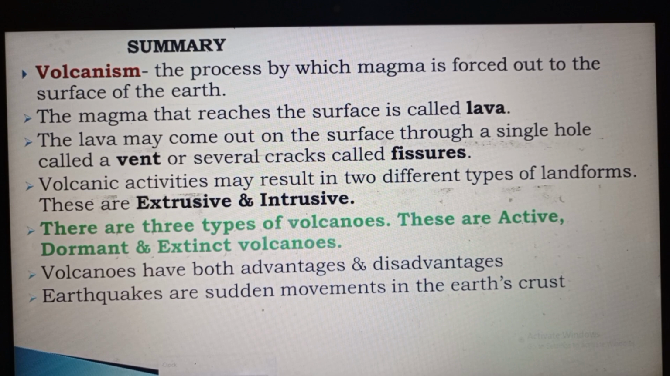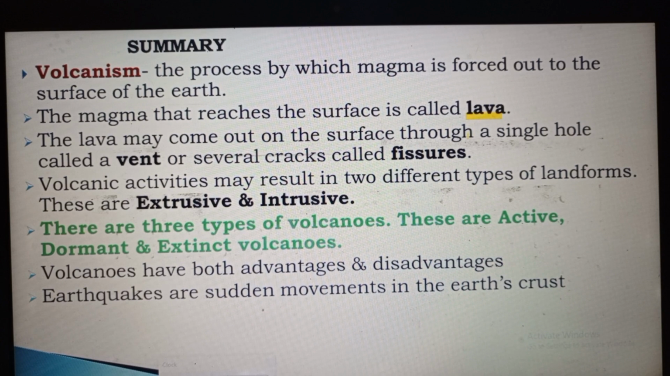Very good. Now let us summarize our today's lesson. We have seen the internal forces which can affect the external land surface. These are volcanism and earthquake. Volcanism is the process by which magma is forced out to the surface of the earth. So it is a process of forcing out the molten material known as magma. The magma that reaches the surface is known as lava.